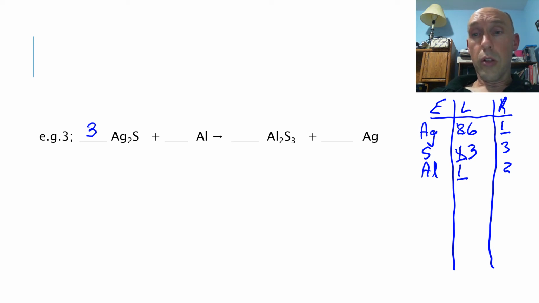I also need to increase the amount of aluminum on my left. There's 1 by itself. I'm going to need 2, so I can just put a 2 in front of the aluminum. And now the aluminum's good. Sulfur's now good. Silver just needs to increase from 1 to 6. So coefficient of 6 in front of the silver brings the right-hand side up to 6. Everything's now balanced. Fill in the 1 on the Al2S3.